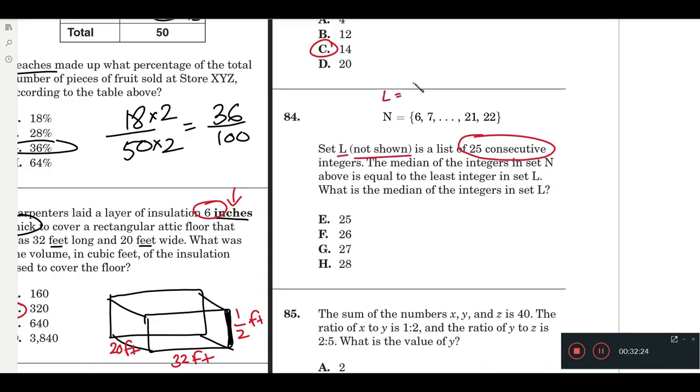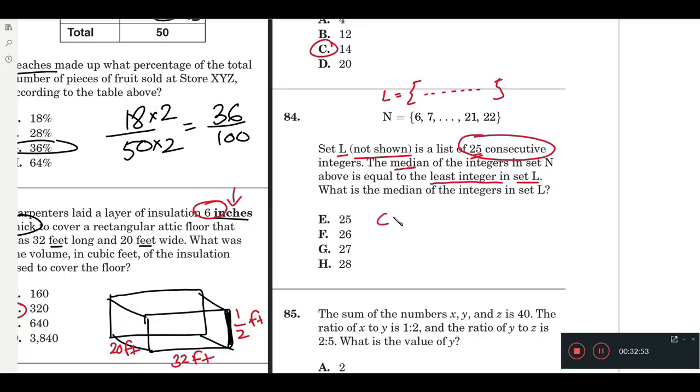Let's say here is set L. It has 25 numbers that are consecutive, but we don't know what they are yet. How many are there? 25 of them. Consecutive means in order, remember, we did it a little bit ago. Now, the median of the integers in set N above is equal to the least integer in set L. I don't want you to participate first. I want you to learn. Listen to me carefully. There's a beautiful thing to learn.